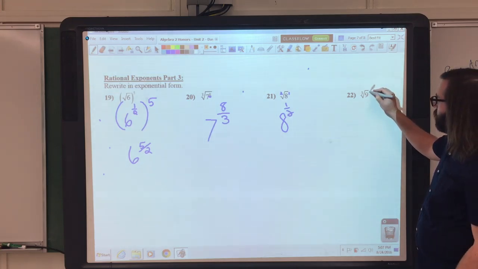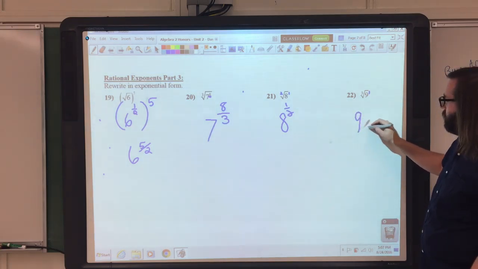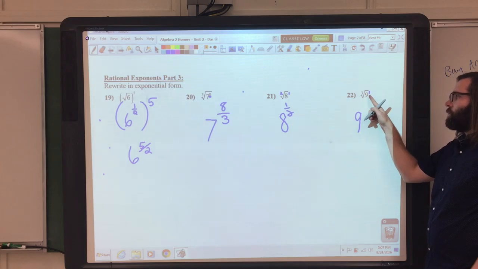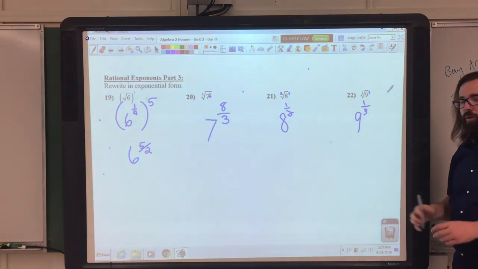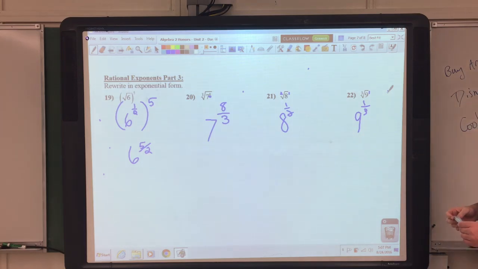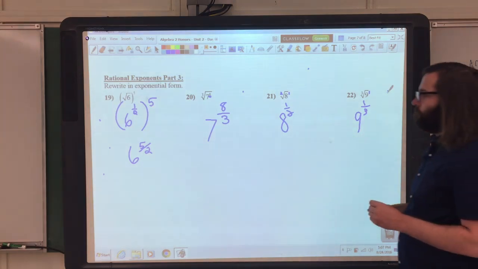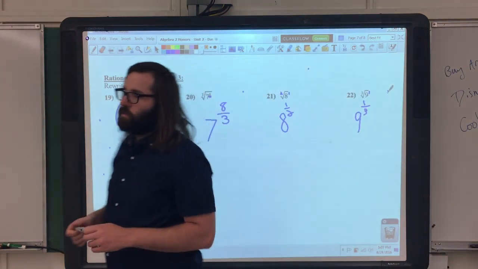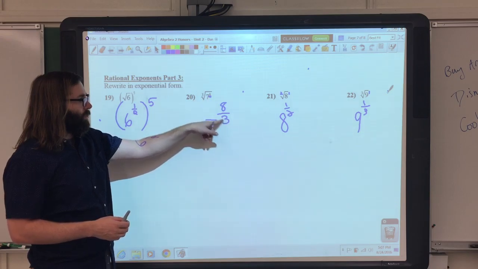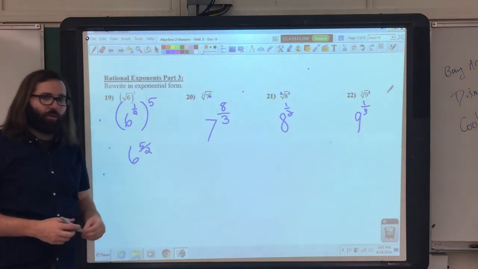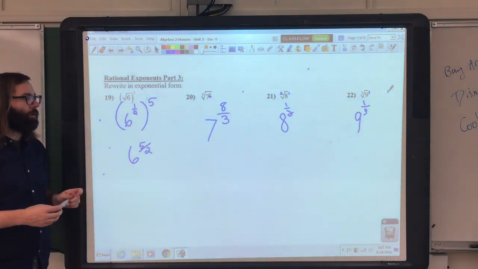Finally, number 22, this is really a 1 in here. So you have your base. That's our numerator, 1. This is 9 to the 1/3 power. So as long as you know which is your index and which is your power, and vice versa, you should be fine.